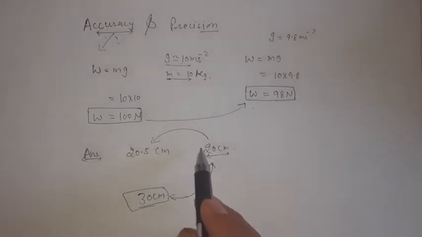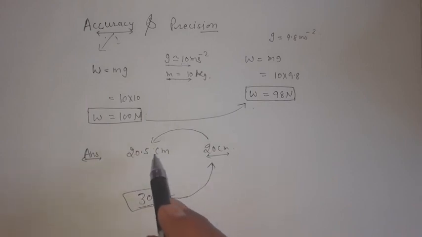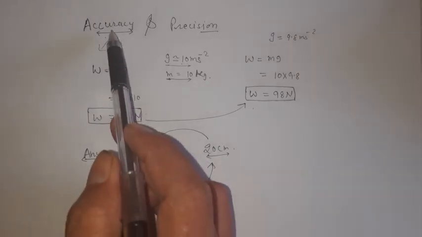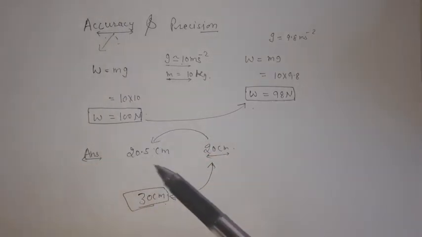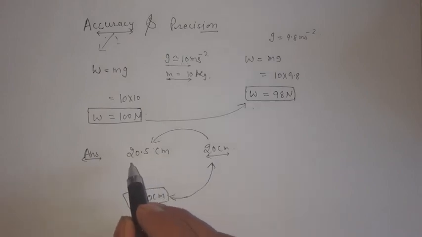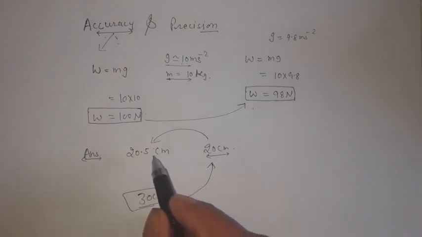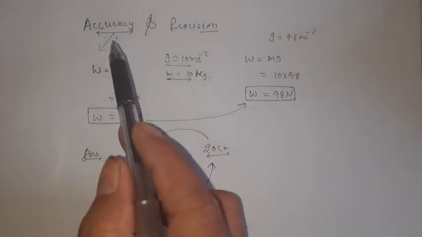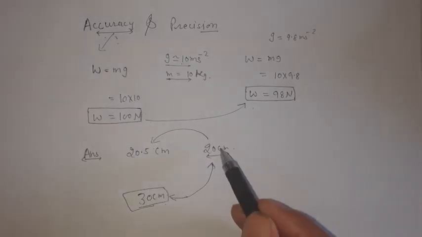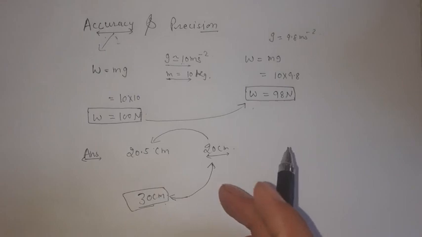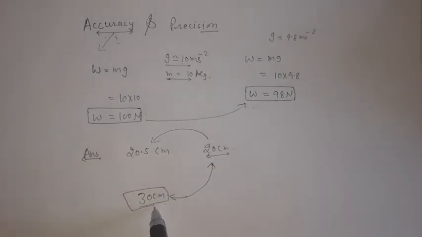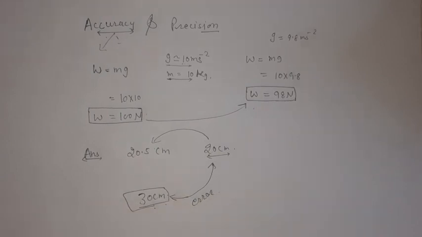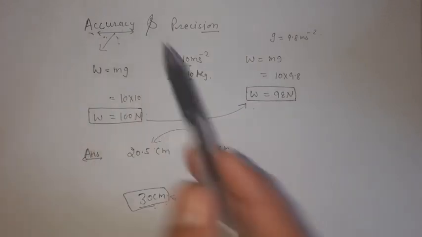And if we have closeness of the answer with the actual, then we call this accuracy. If our measured answer and the actual answer are both close, this is said to be accuracy. And if there is a difference between the actual answer and our measured answer, then it becomes error. Error will be discussed in the next video. In today's video we are going to deal only with accuracy.